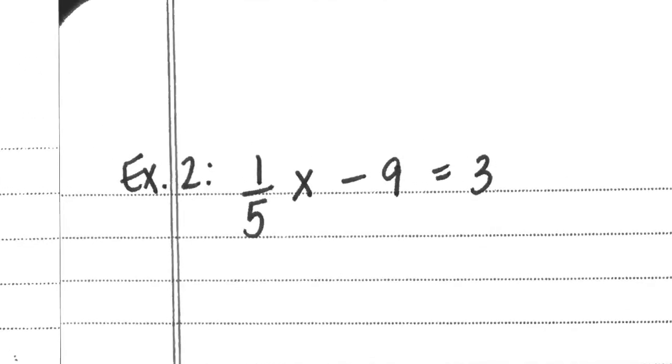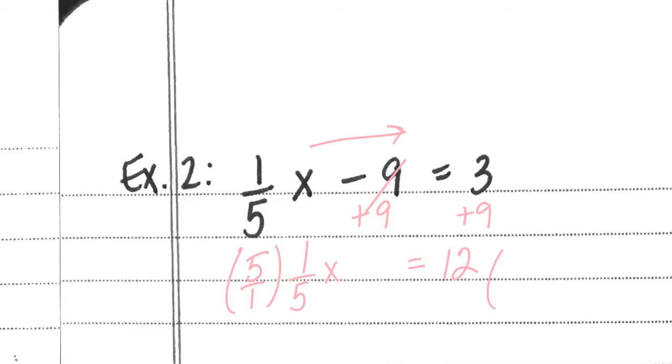What about this one? We are going to start with adding 9, because remember, we want to work through everything away from the x first. So we have 1/5 x is equal to 12. If 1/5 is being multiplied, in order to divide, I multiply by the reciprocal. And I love how nice that looks, because I know that those 1s are going to cancel out and those 5s are going to cancel out. So we get x is equal to 60.